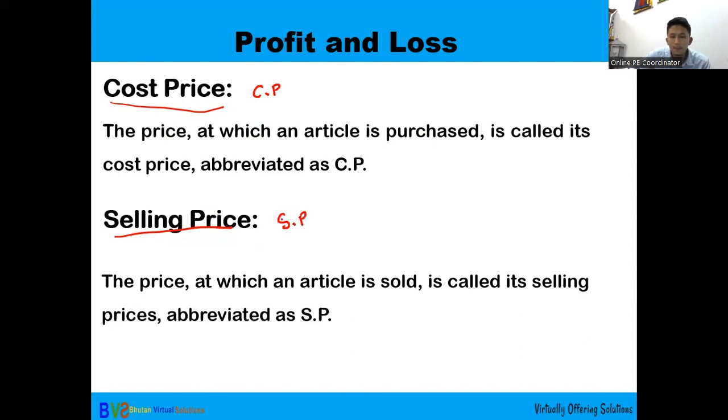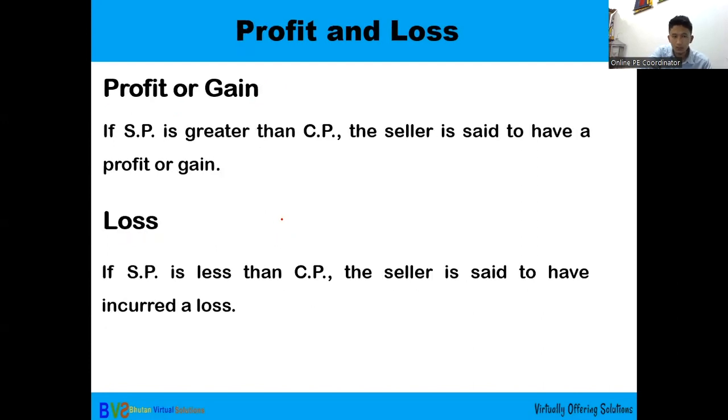For example, the number you sell at a price that increases over the cost price, that is known as the selling price, represented by SP. I need these two quantities in the questions.